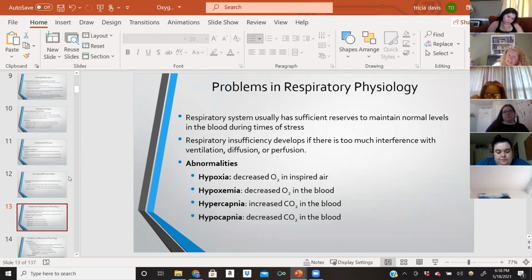So we might see hypoxia. Hypoxia is a decrease in the oxygen in the air that we breathe in. Hypoxemia is a decrease in oxygen in the blood. So you guys need to know the difference, okay? Hypercapnia is an increased carbon dioxide level in our blood, and hypocapnia is decreased carbon dioxide in the blood.